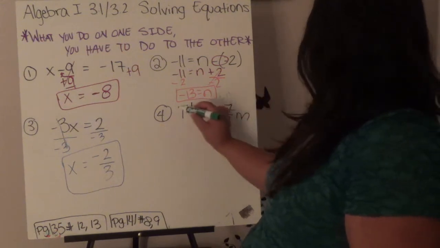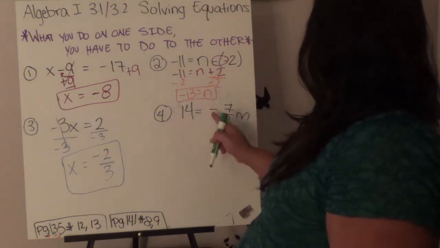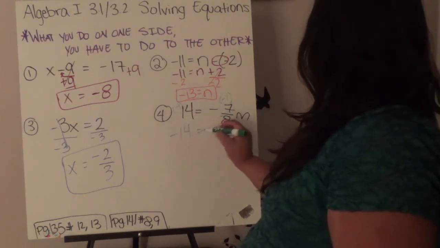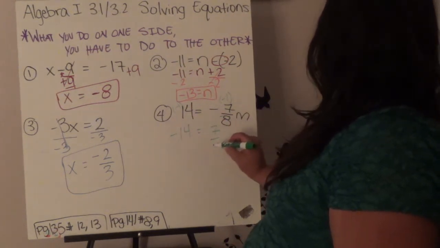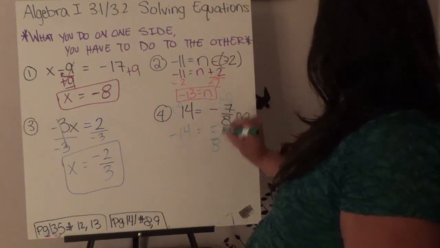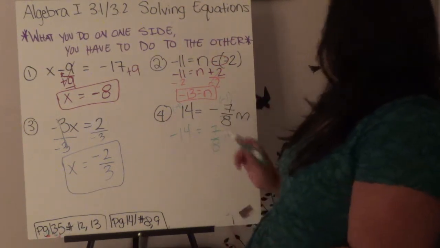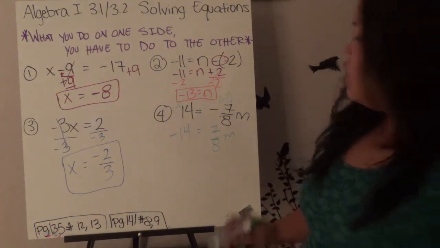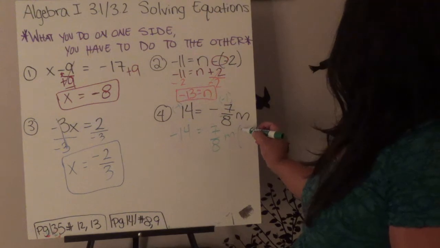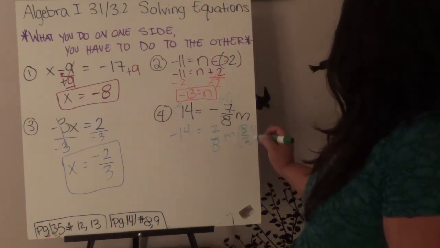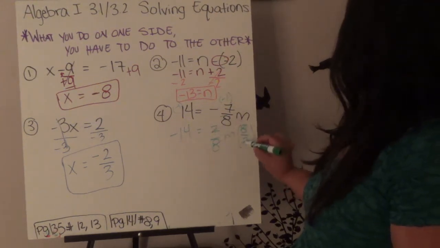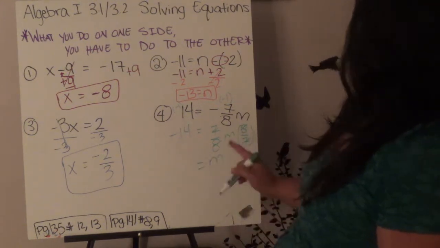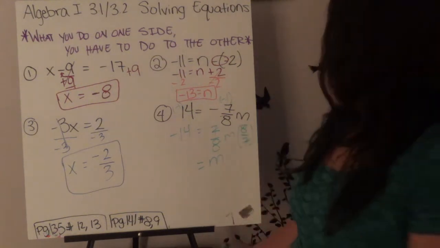The reason why I'm going to do this is because there's this negative attached to the m. So if I multiply both sides by negative 1, then I end up with 7 over 8 m, because a negative times negative gives me a positive. Now all I have to worry about is that 7 over 8. In order for me to get rid of 7 over 8, I just need to multiply it by the opposite, which is 8 over 7. The 8's cancel out and the 7's cancel out, leaving me with just what letter? M. You see? But again, what I do to one side, I have to do to the other.